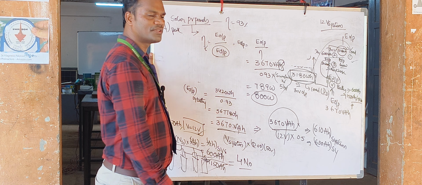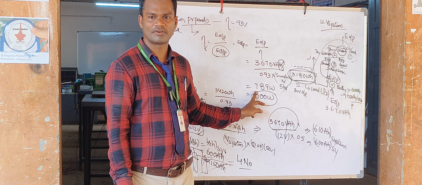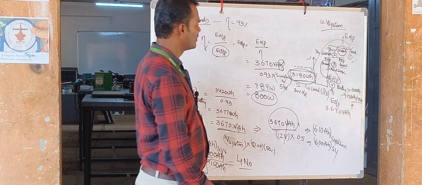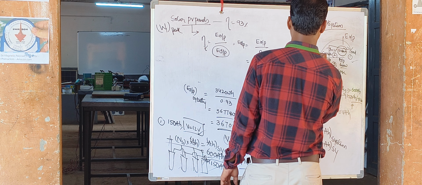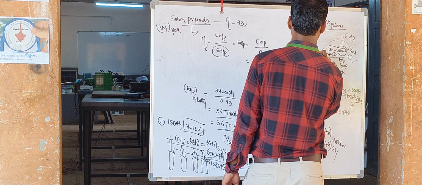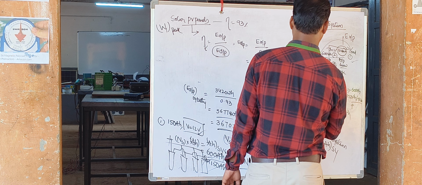Sir, why are you rounding the figure? Generally, if you go to the market and ask, I want a panel of 789 watts, no one will supply. So I'm going to round it to 800 watts. So the energy to be supplied by the solar panel is 800 watts. An 800 watt panel capacity is what the system requires.